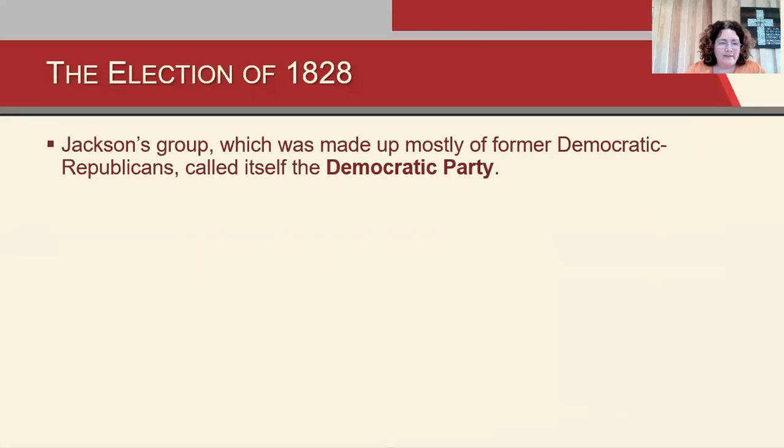All right, so now looking at the election of 1828. By the end of Adams' term, two political parties existed once again. You have the National Republican Party, which chose Adams for the 1828 election. The Tennessee legislator named Andrew Jackson. Soon, other supportive state legislators placed these men on their ballots. Jackson's group, which was made up mostly of former Democratic Republicans, called itself the Democratic Party.